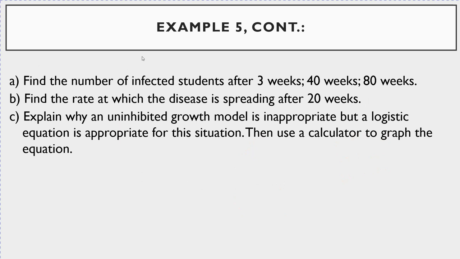All right, so let's find the number of infected students after 3 weeks, 40 weeks, and then 80 weeks. Let's find the rate at which the disease is spreading after 20 weeks, okay? And explain why an uninhibited growth model is inappropriate, but a logistic equation is appropriate for this situation. And then let's use a calculator to graph it.